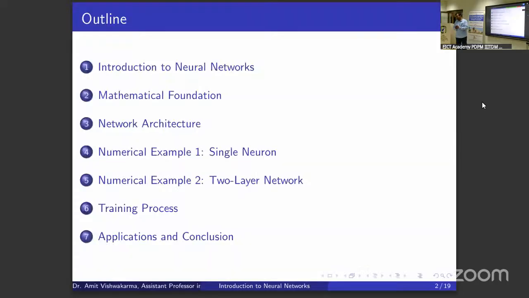So in this session, what we are actually going to see is neural networks. So what is a neural network? I will start with the basic mathematical formulation, so that all of you can easily interpret and understand. Then some basic network architecture, then a numerical example using a single neuron and a two-layer network, and the training process, application, and consumption.